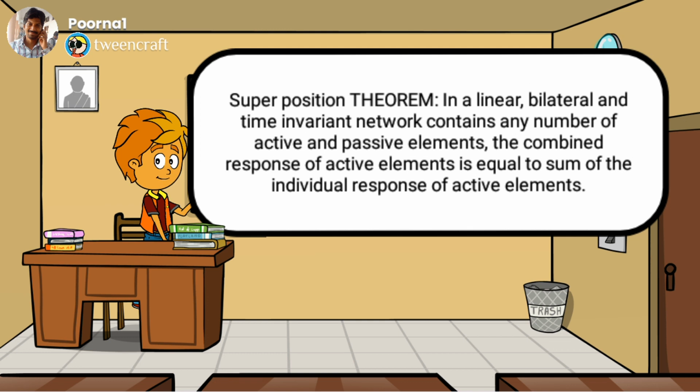Superposition theorem. In a linear, bilateral and time invariant network containing any number of active and passive elements, the combined response of active elements is equal to the sum of the individual responses of active elements.